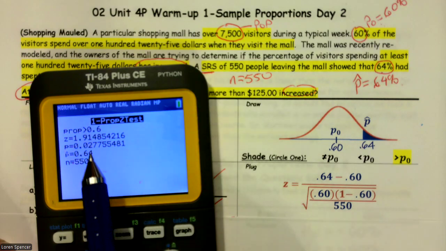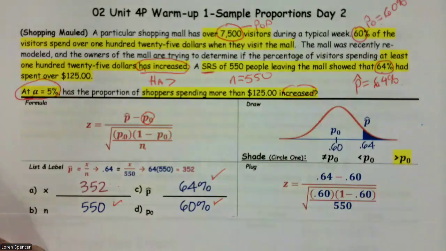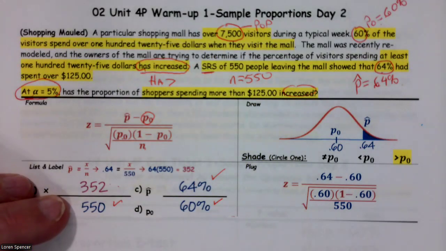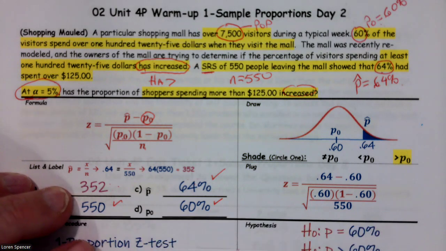And we ended up getting a z-score of 1.914 and a p-value of 0.0277. Well, our alpha is 0.05. So with that being the case, our decision is going to be to reject the null, but we'll get back to that in a moment.